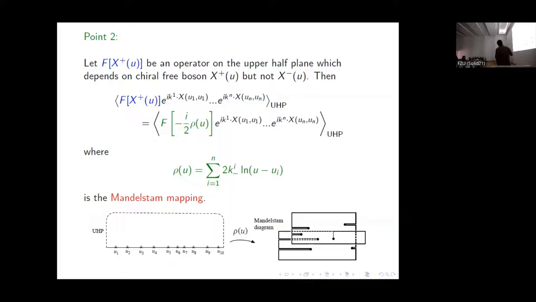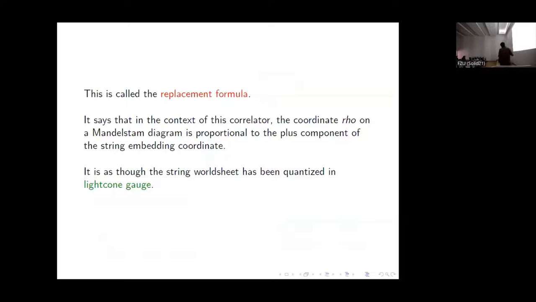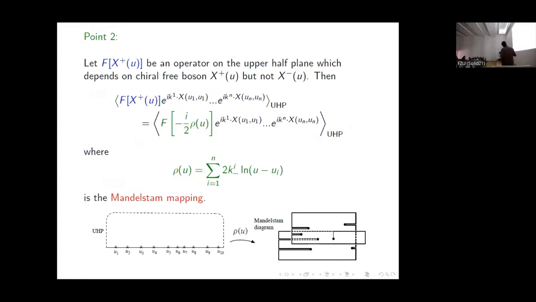So this identity where we are allowed to replace X plus with the Mandelstam mapping, we call this the replacement formula, okay? It says that in the context of this correlator, the coordinate rho on the Mandelstam diagram is proportional to the plus component of the string embedding coordinate. Okay. So this is in some sense a statement that in the context of this correlator, the string world sheet theory is really behaving as though it is in light cone gauge. That is, the coordinate is equal to X plus.